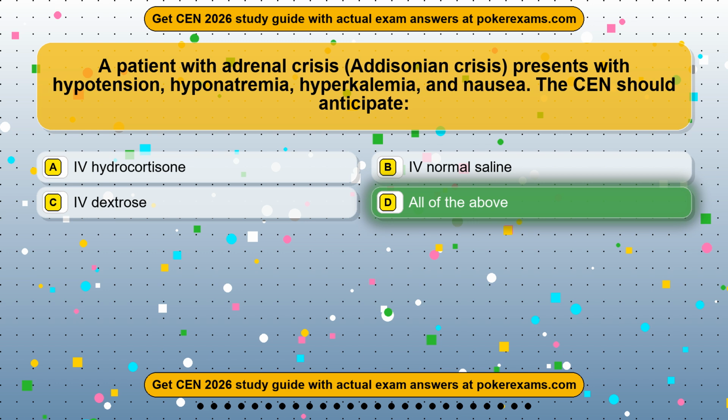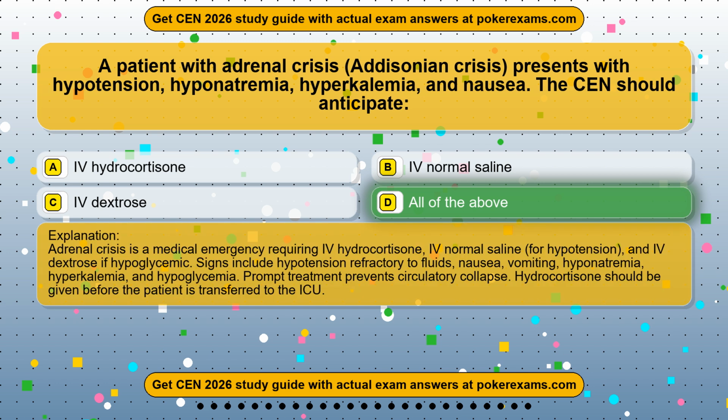All of the above. Adrenal crisis is a medical emergency requiring IV hydrocortisone, IV normal saline, and IV dextrose if hypoglycemic. Signs include hypotension refractory to fluids, nausea, vomiting, hyponatremia, hyperkalemia, and hypoglycemia. Prompt treatment prevents circulatory collapse. Hydrocortisone should be given before the patient is transferred to the ICU.